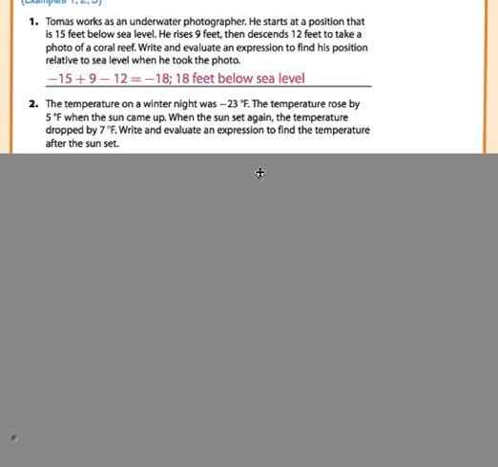Number 2, the temperature on a winter night was -23 degrees Fahrenheit. The temperature rose, which means it went up, by 5 degrees Fahrenheit when the sun came up. When the sun set, the temperature dropped by 7 degrees Fahrenheit. Write an equivalent expression to find the temperature after the sun set.